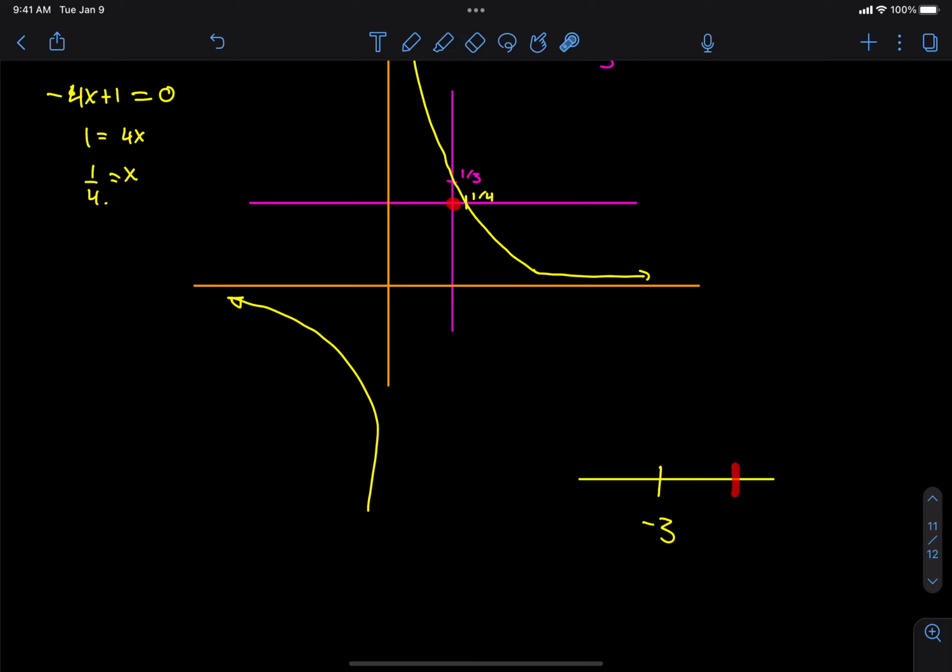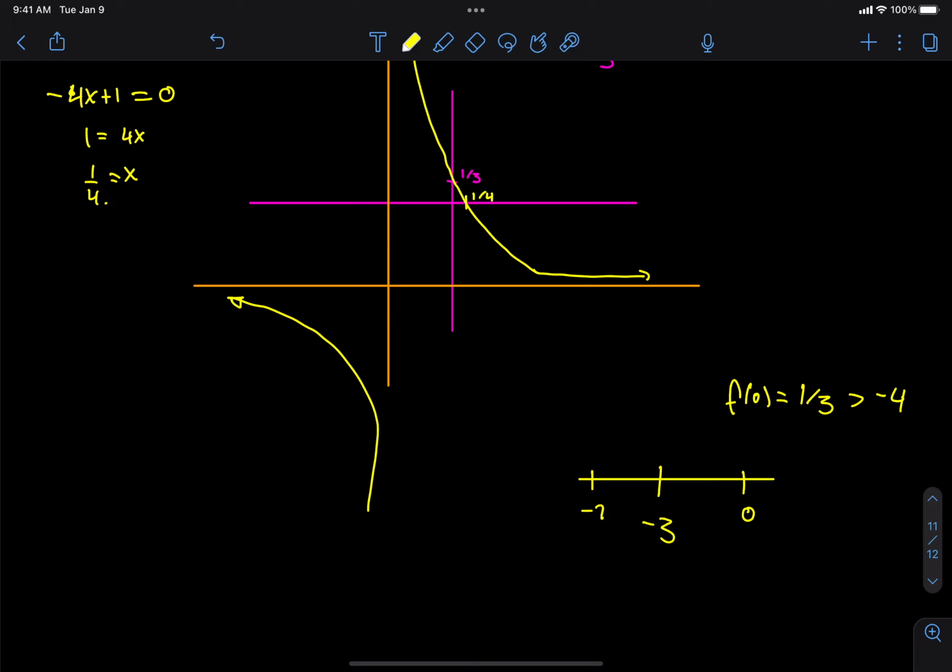Like, you know that the test point 0, when you plug it in, gives you f of 0 is equal to 1/3, which is larger than -4. So you know that you're going to stay on the top side of this asymptote. Is that clear? And then you could test the other side.